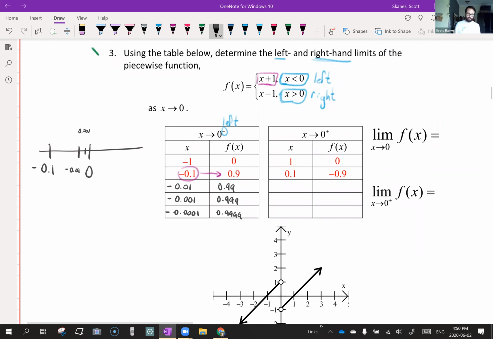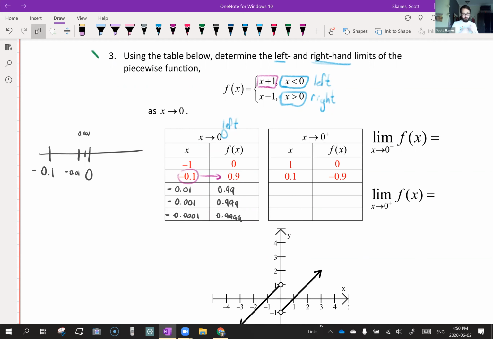What number is this trying to get to? If we were to put in, like in your calculator, negative 0.000000001 and add 1, what number is that? It's 1. So the limit from the left is actually 1. That's what I'm trying to get at.